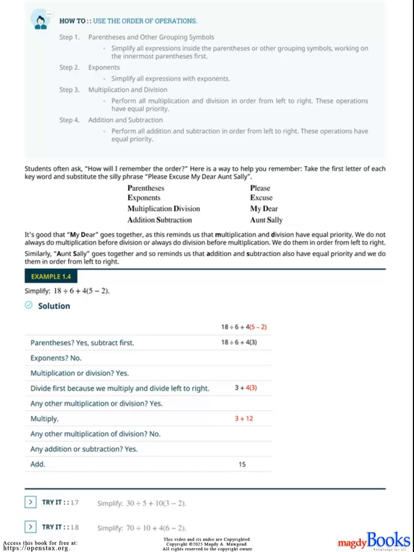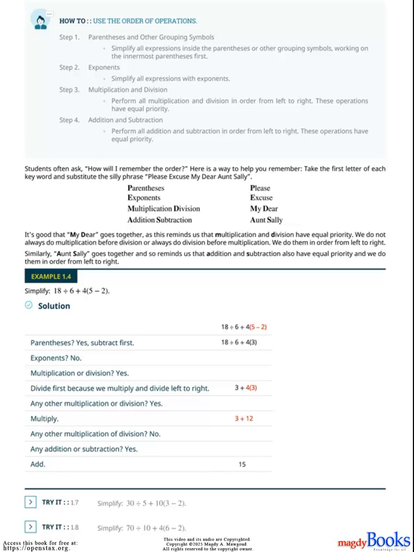Parentheses, P, please. Exponents, E, excuse. Multiplication, division, M, D, my dear. Addition, subtraction, AS, Aunt Sally. It's good that my dear goes together, as this reminds us that multiplication and division have equal priority.